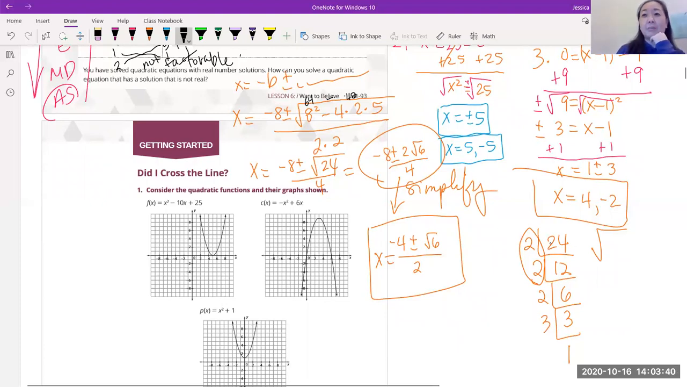So right here, we have, well, what goes into 24? 2, right? We always use small numbers. So 2 goes into 24 12 times. And then, well, what goes into 12? 2 goes into 12 6 times. Well, what goes into 6? We keep on going. So 2 goes into 6 3 times. Well, what goes into 3? 3 goes into 3 one time. Okay, we keep on going until you get to 1, right?